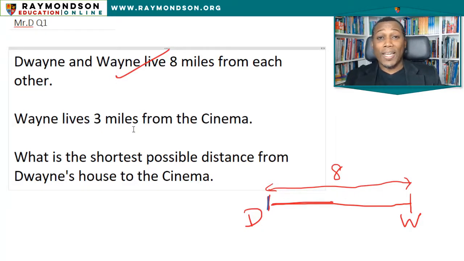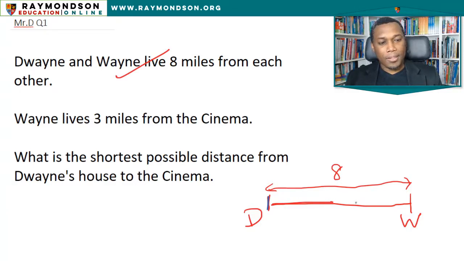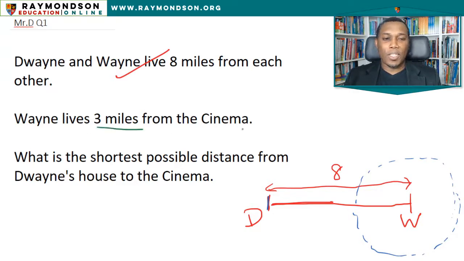Now, I'm going to draw mine. And this is what I'm going to do. To answer the question, you need a circle. I can't really fit a circle in here, but hopefully you can. It's a circle. You see, the thing is, did you draw a circle? See, the thing is, Wayne lives 3 miles from the cinema.